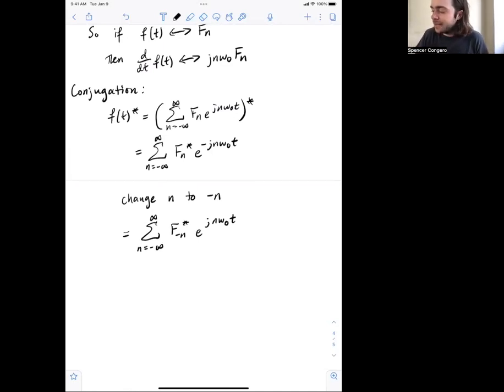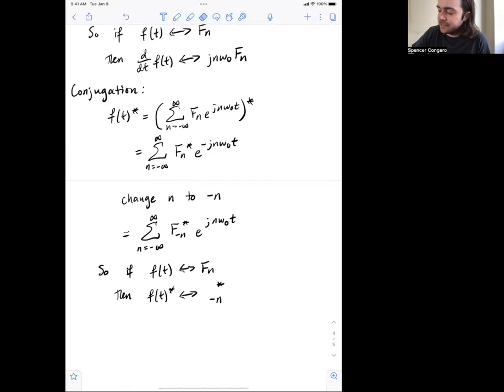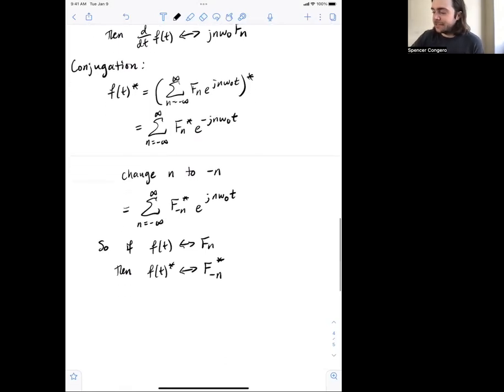All right, so this is what we get. And now this is nice because this looks like our Fourier series now, right? We have complex numbers times e to the j n omega naught t. So those are our Fourier series coefficients. So if f of t has Fourier series coefficients f sub n, and what happens when I conjugate f of t? Well, it turns out I don't just conjugate the Fourier series coefficients, I also put a negative n. I also have to change their index to negative n. Okay. So that's the conjugation property.